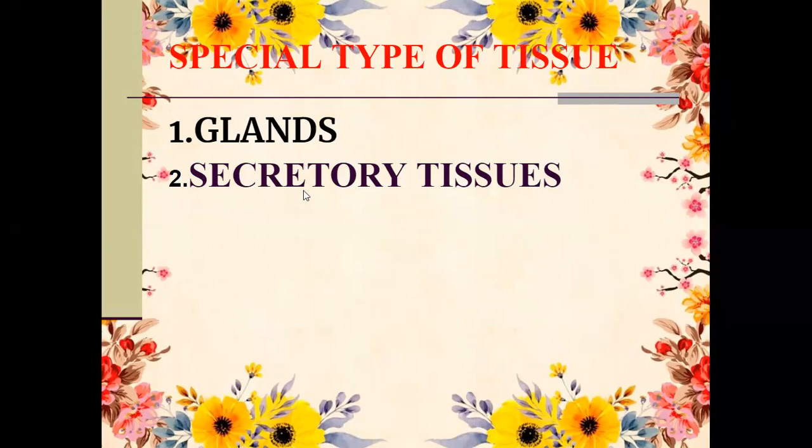This type of tissue is present in only a few types of plants. These plants are called specialized plants. The specialized plants contain special types of tissue. The special types of tissue are of the following types. One is glands, the second one is secretory tissues.